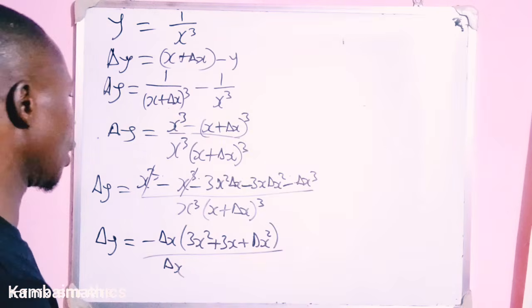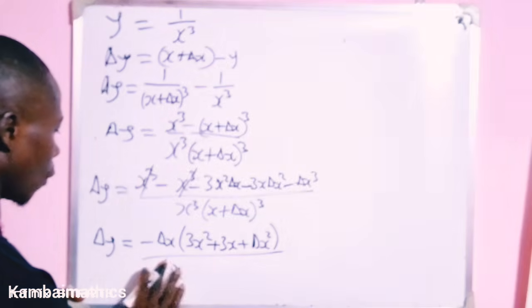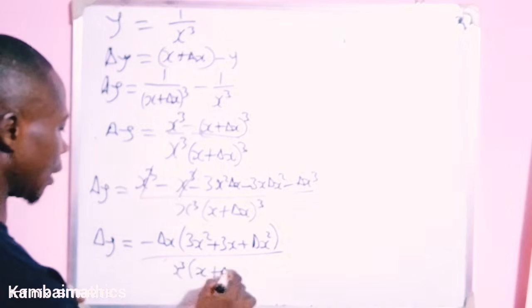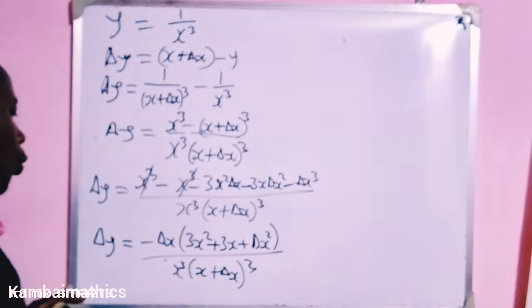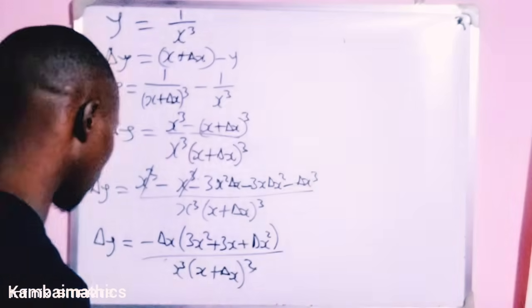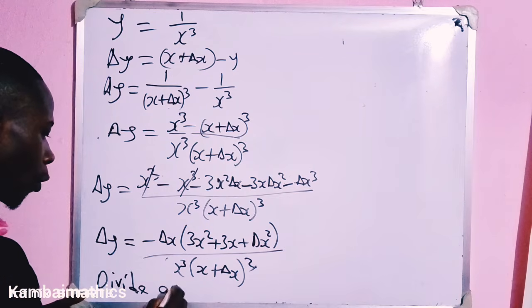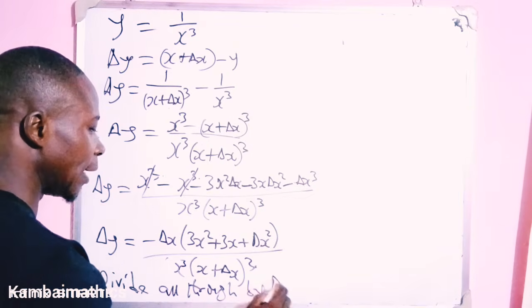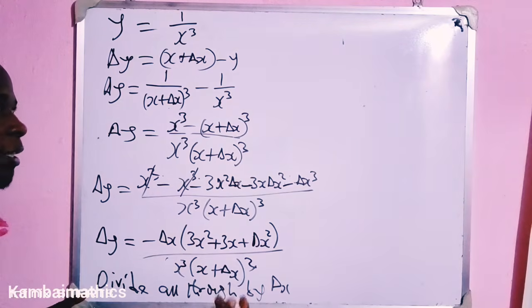So if you check here, we have delta x raised to the power of 3 in bracket x plus delta x, and then close the bracket cube. Having gotten this one, the next thing that we'll do in these steps, always, you divide all through by delta x. So we divide both sides, the left hand side and the right hand side, by del x.